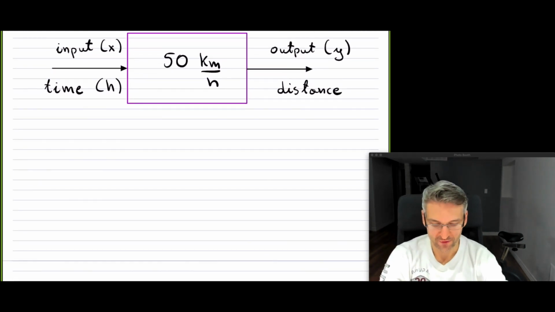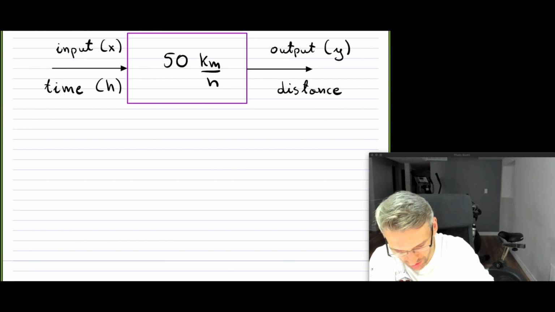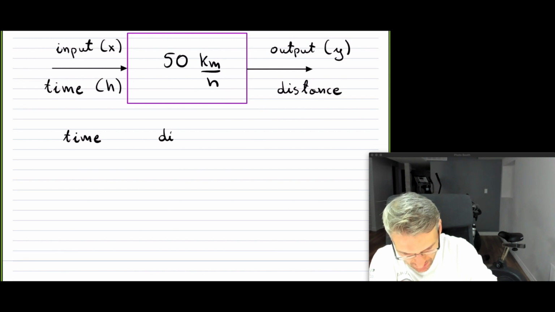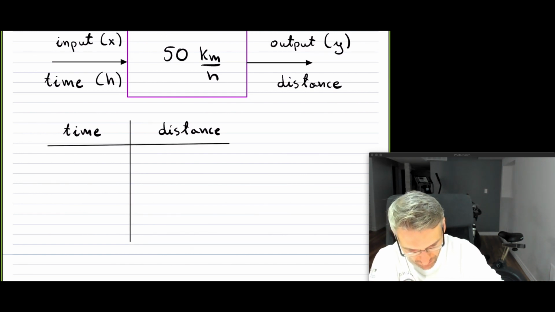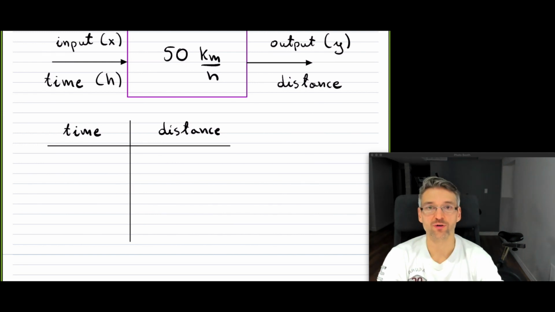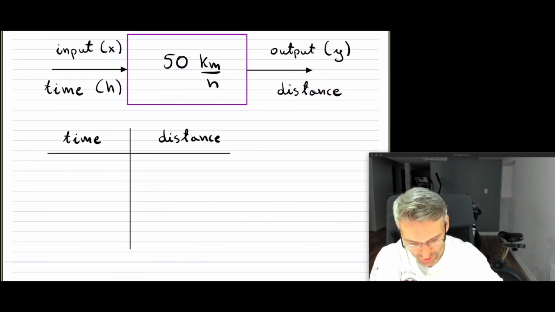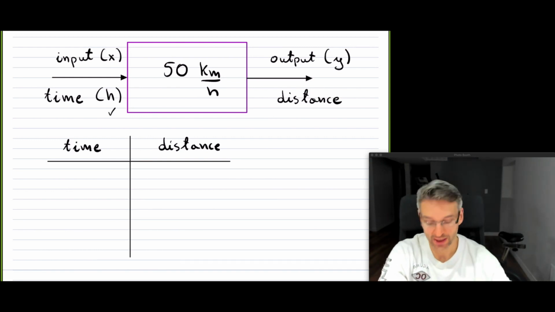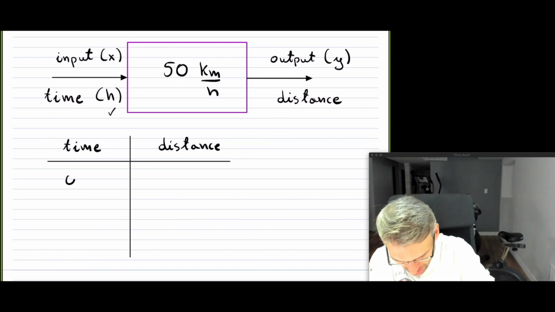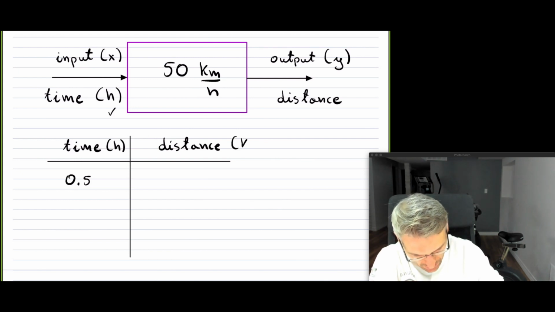So again, your input, which would be time, is your X. Your output is your distance, which is your Y. Let me separate this a little bit in here. Now for whatever time that you have, notice that it has to be in hours. So if someone gives you minutes, you would have to change it to hours. I'll keep it in hours just for the sake of simplicity. So let's say 0.5 hours. The distance would be in kilometers.